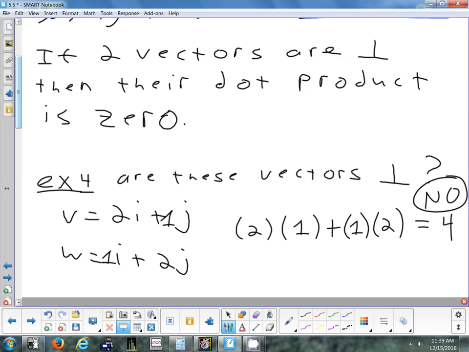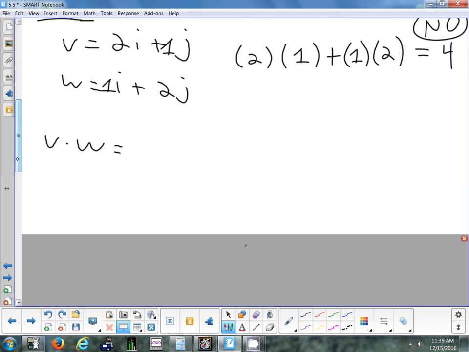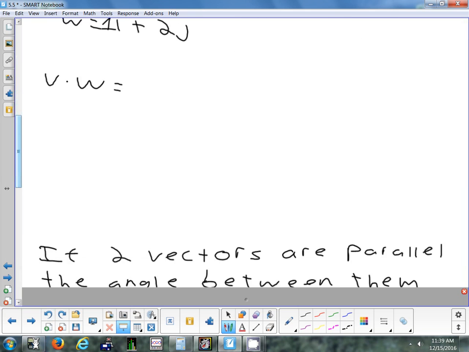If you made any one of these numbers a negative, then they would be. Like if you make that a negative, now I have negative 2 plus 2. You can put a negative in any one spot that you want, and then they would be perpendicular.